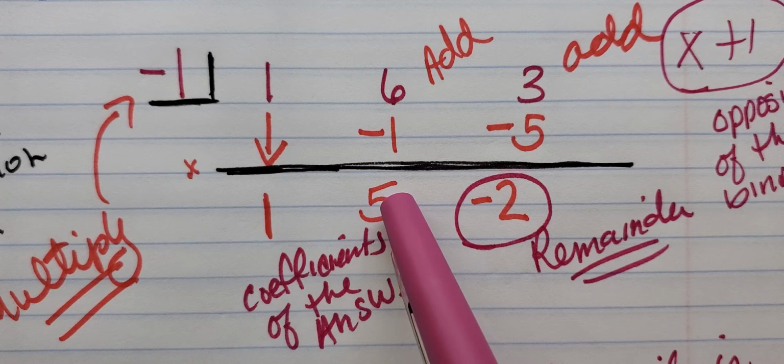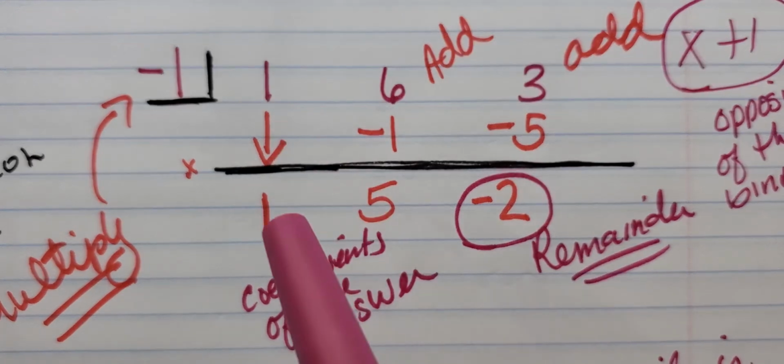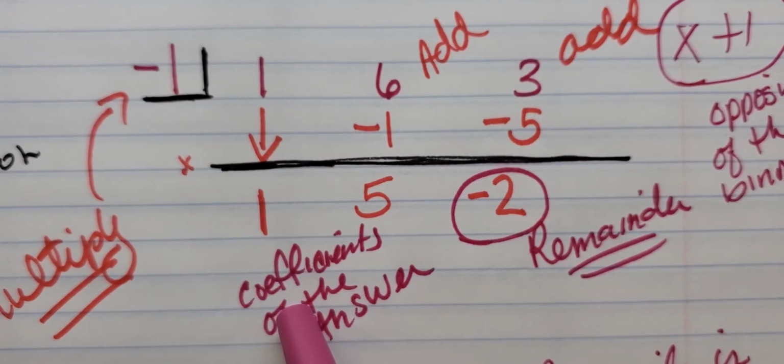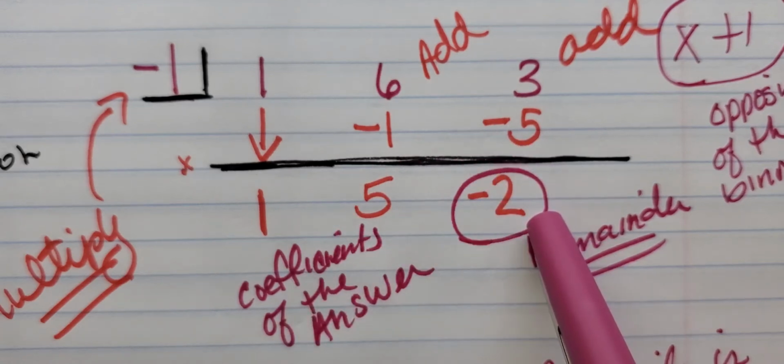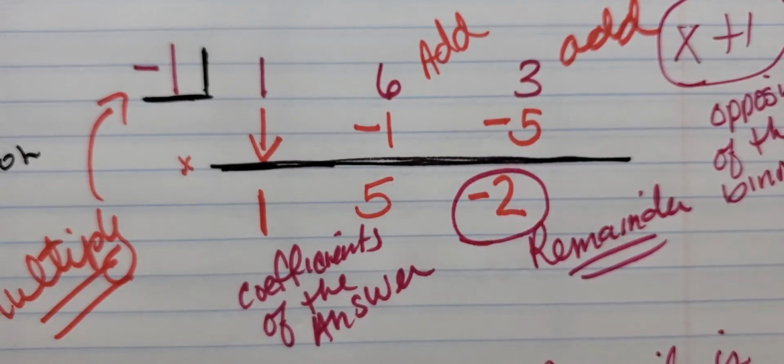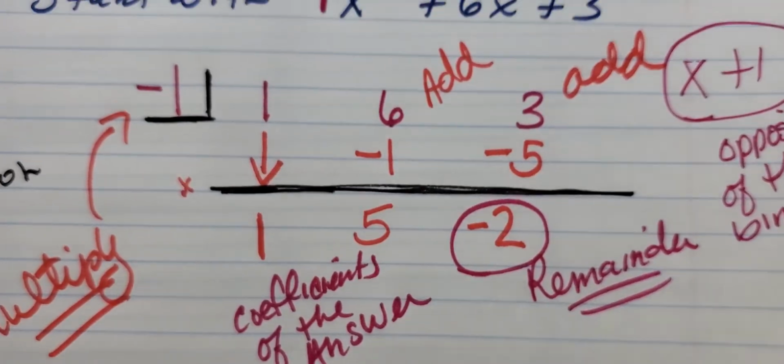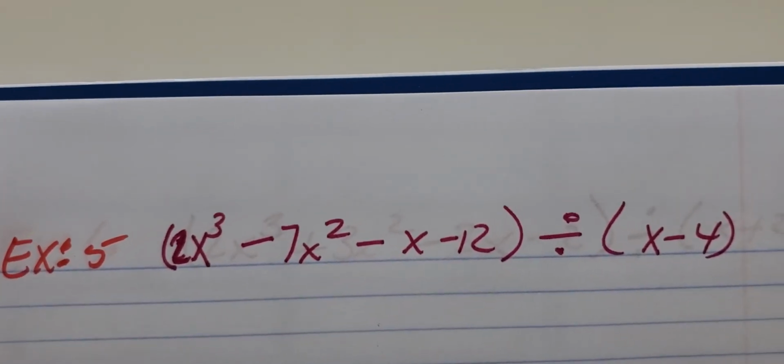These coefficients are the answers to what goes in front of x, and then that will be the remainder. Now, sometimes it might be 0. Okay, let's do another one. You're all like, what just happened? It's not that bad.